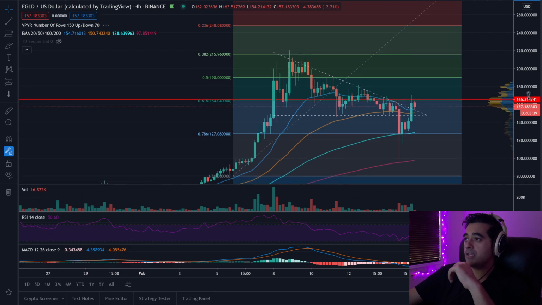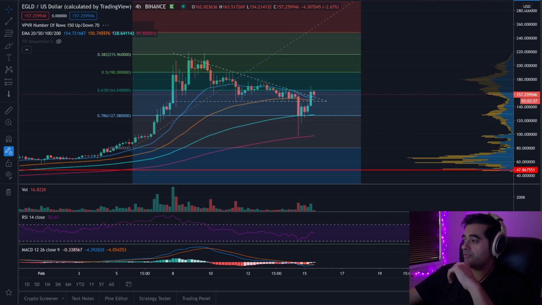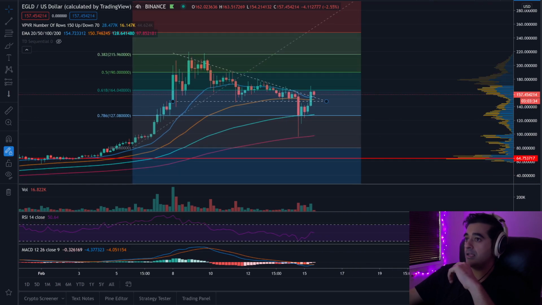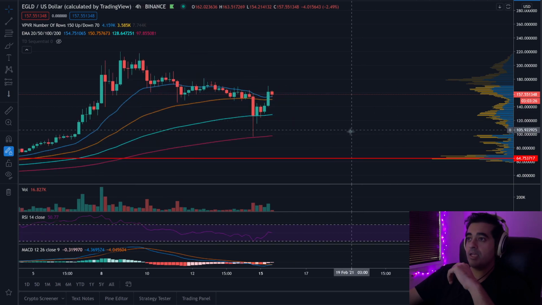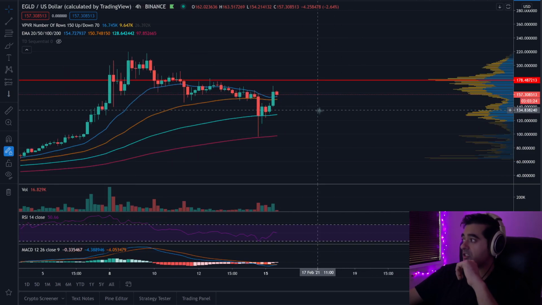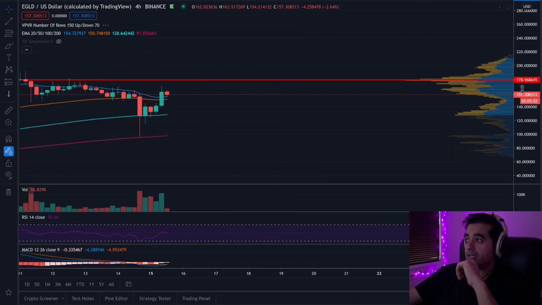And what I'm going to do to make this a little bit more visual for you guys, so you can see it better, is remove some of these trend lines, and I'm going to remove the triangle. Let's remove that. Let's also remove the fib. So now you can look at the price just with the exponential moving averages.